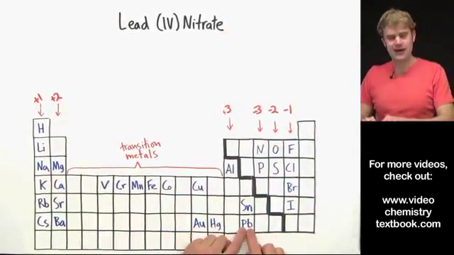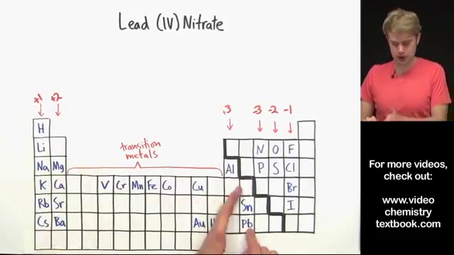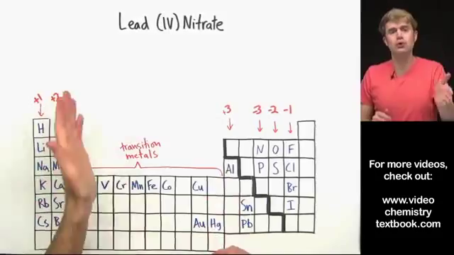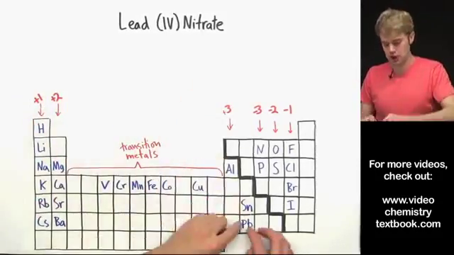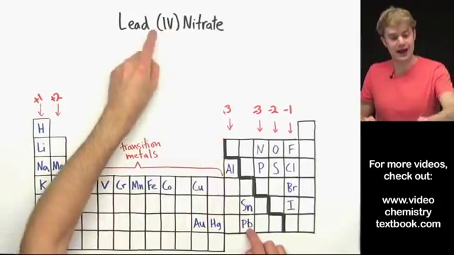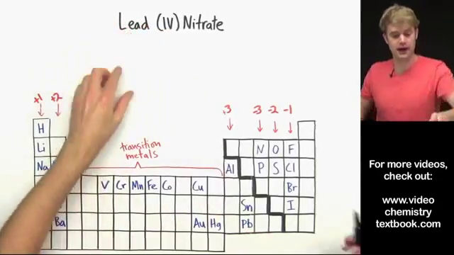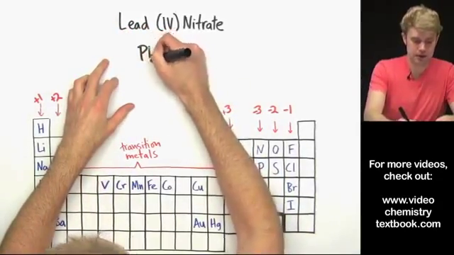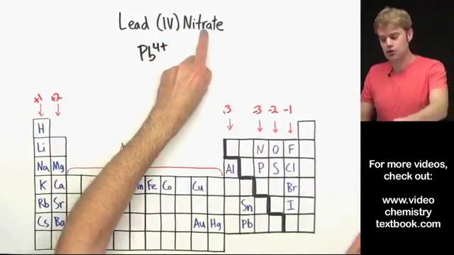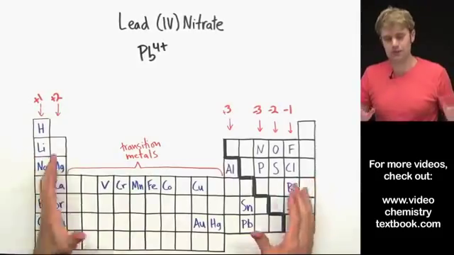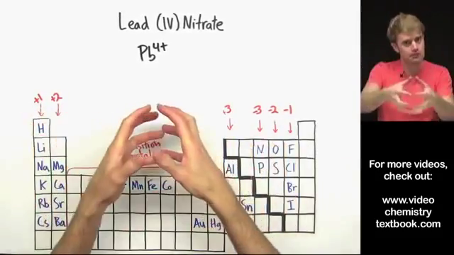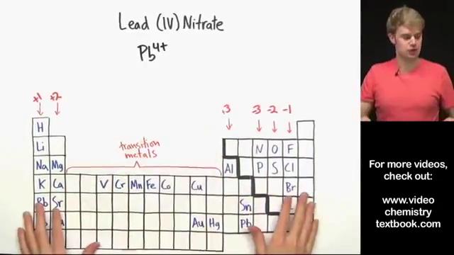Lead, Pb here, isn't technically a transition metal, but lead is like the transition metals because it's able to make multiple ions with different charges. So that's why we use the Roman numerals anyway, to show what charge lead has in this compound. So we got lead 4, Pb 4+, and then we got nitrate. Now nitrate isn't on the periodic table because nitrate is a polyatomic ion. It's a big clump of atoms that together have a charge.